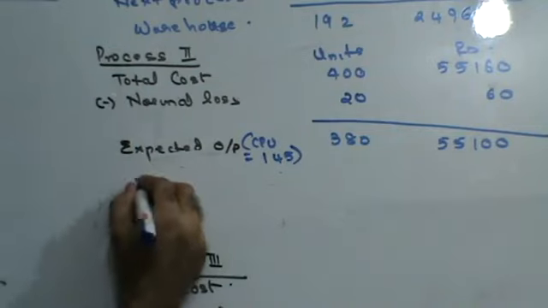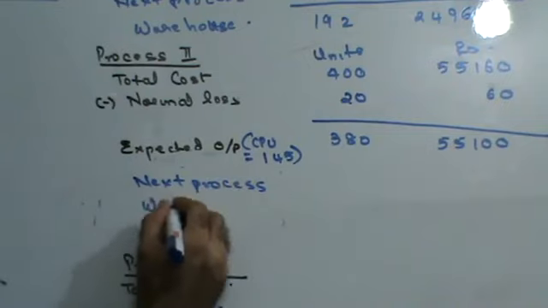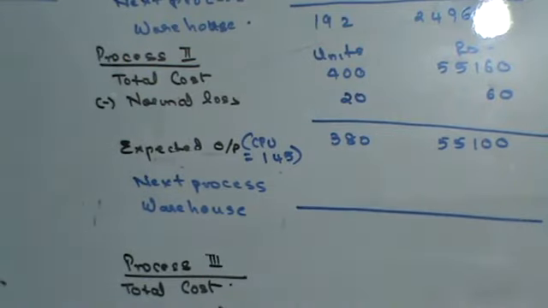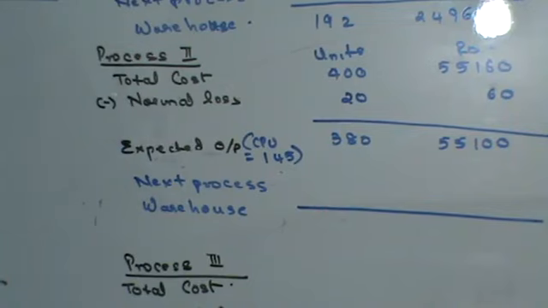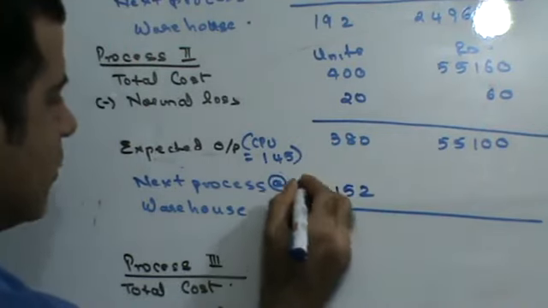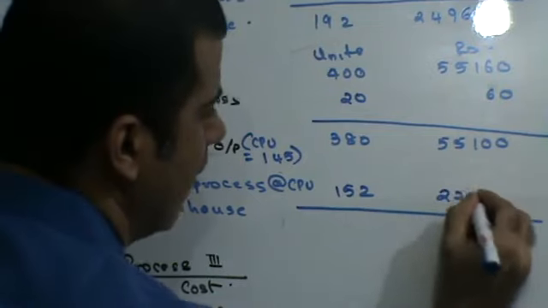Now you will have the next process and warehouse. Now they have given you that 40% of the output is transferred to the next process and 60% is warehouse. So you will have to do 40% of 380. 40% of 380 is going to be 152. This is to be done at the rate of CPU. So you will have 152 into 145, which will be 22,040.